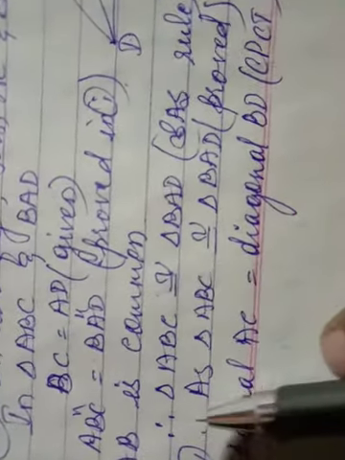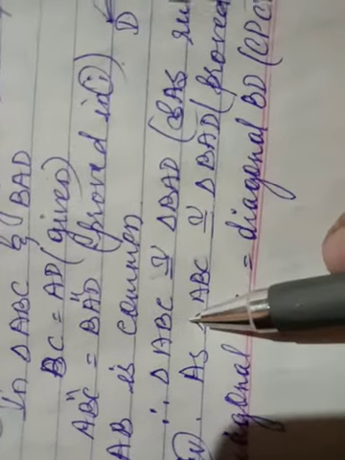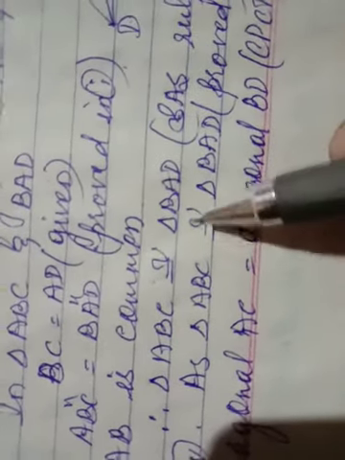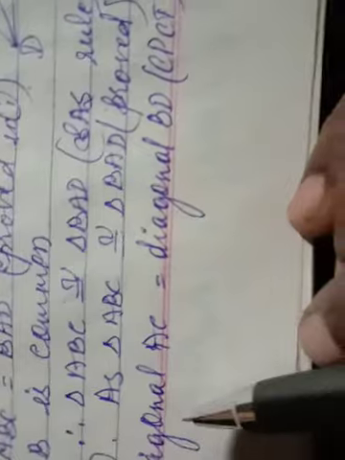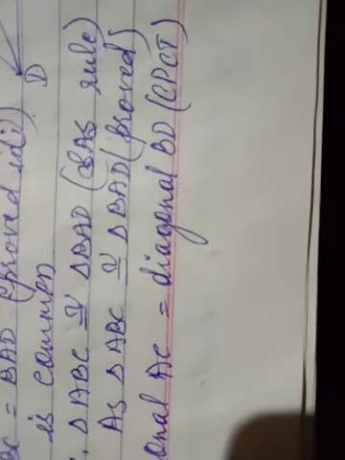Therefore, triangle ABC is congruent to triangle BAD by the SAS rule. This is the third one we proved. The fourth one: triangle ABC is congruent to triangle BAD, proved just now. Therefore, diagonal AC is equal to diagonal BD by CPCT. So this is also proved.